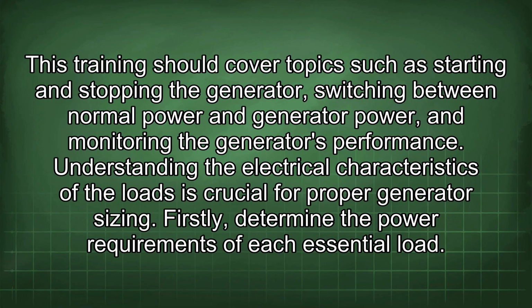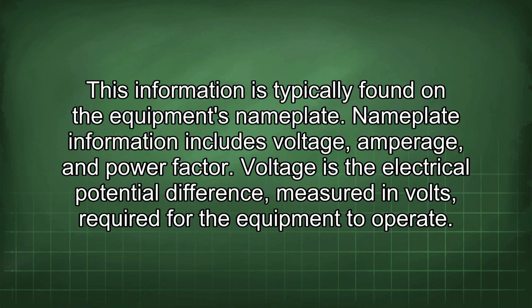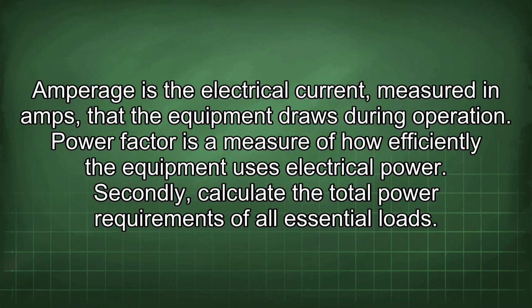Understanding the electrical characteristics of the loads is crucial for proper generator sizing. Firstly, determine the power requirements of each essential load. This information is typically found on the equipment's nameplate. Nameplate information includes voltage, amperage, and power factor. Voltage is the electrical potential difference, measured in volts, required for the equipment to operate. Amperage is the electrical current, measured in amps, that the equipment draws during operation. Power factor is a measure of how efficiently the equipment uses electrical power.